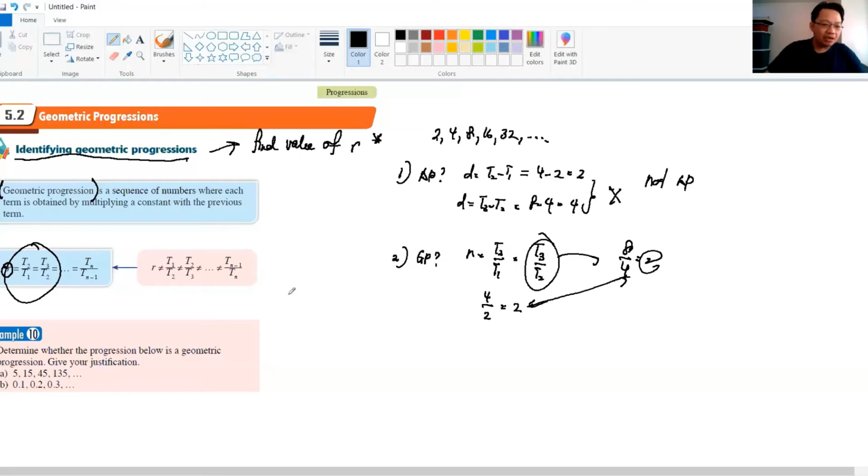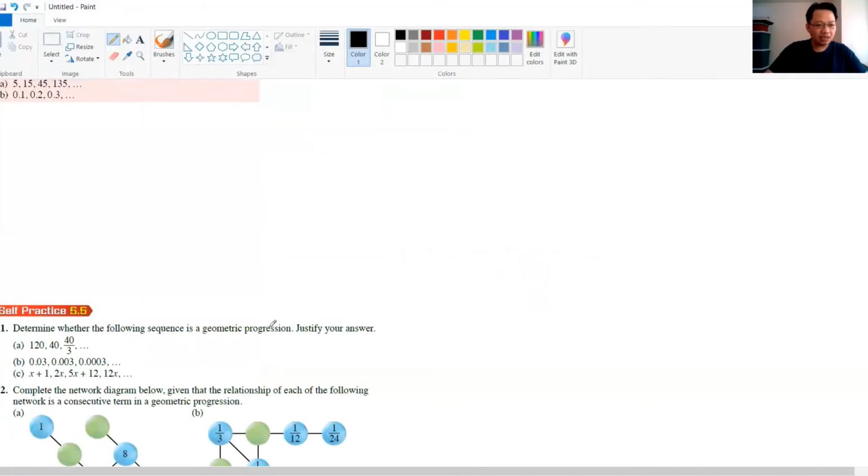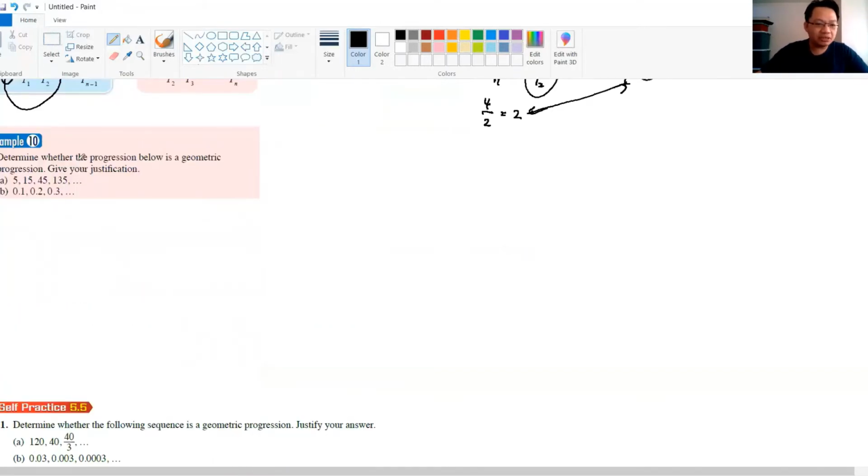Now, example 10. Determine whether the progression below is a GP or not. Give your justification. If it is a GP, the common ratio must have an equivalent value. If not a GP, the common ratio is different. All right, so first question A. Before we solve the problem, always identify the first term. The first term, A, is 5 here.